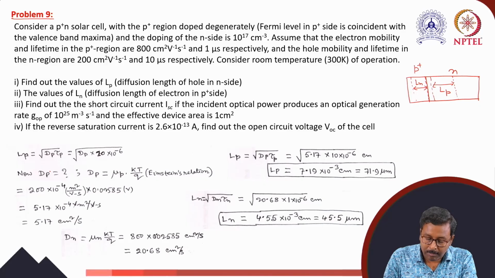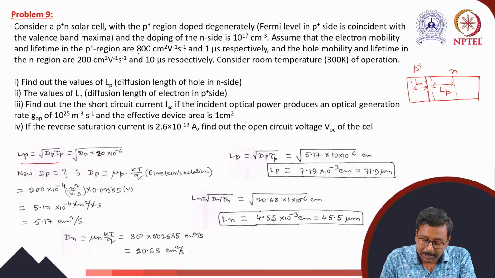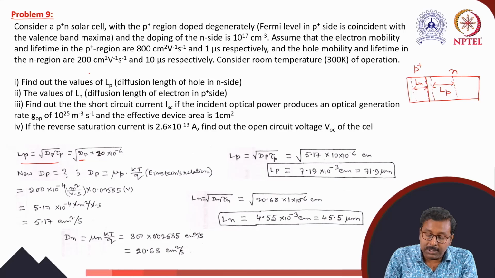So the formula for Lp is root over Dp tau p. Tau p is the given lifetime, but Dp is not given. How can you get Dp? Dp is kT by q into mu, that is the Einstein relationship. Mu is given, so if you put the value of mu, Dp will be obtained, and by putting this Dp you can calculate Lp.